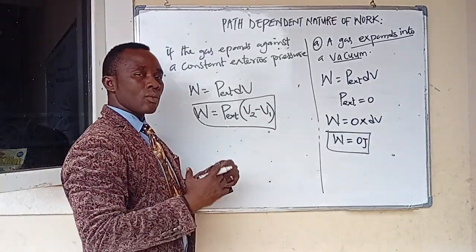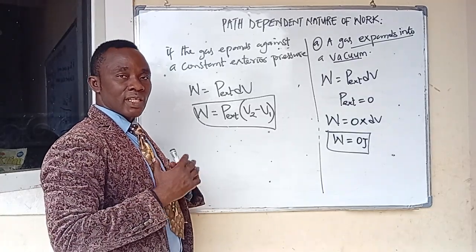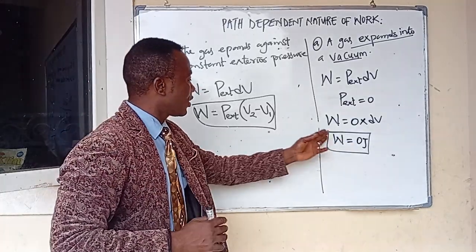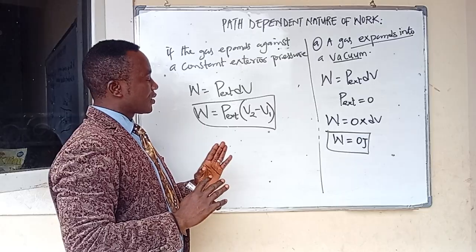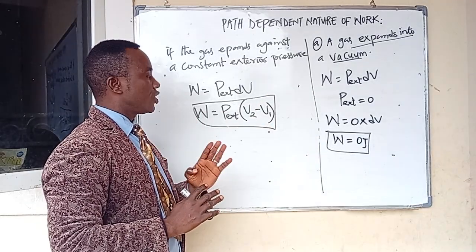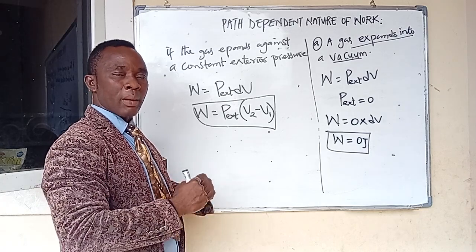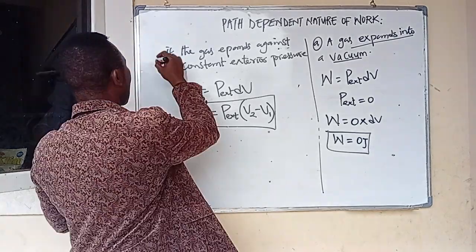Assuming two of them are zero, maybe you can begin to think that a work is a state function. But since these two values are not the same, it simply means that once the path or the route changes, the value of work will change, making it dependent on the path taken. Then that is number two.